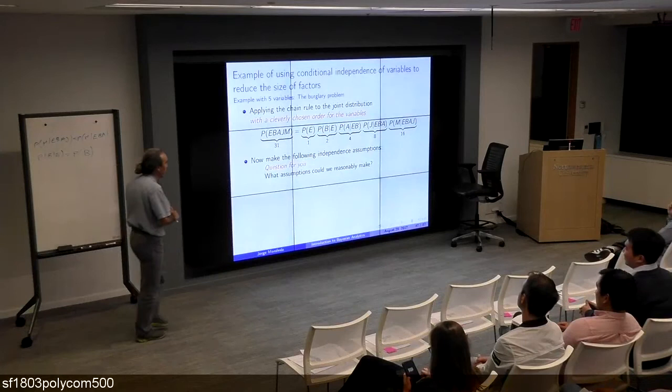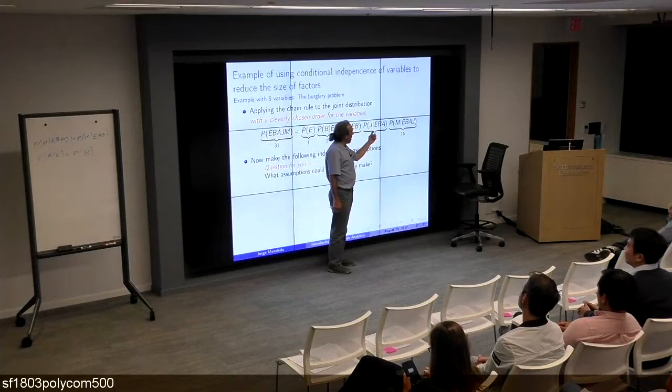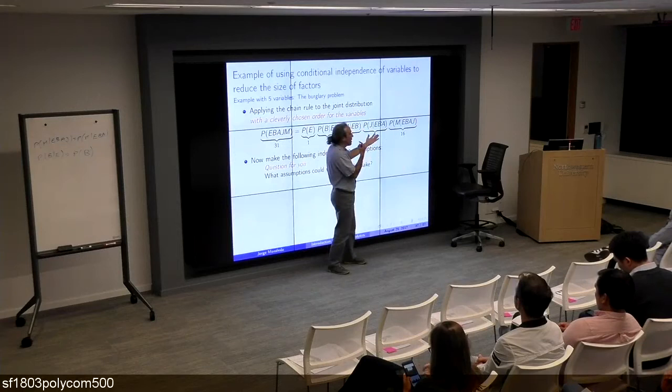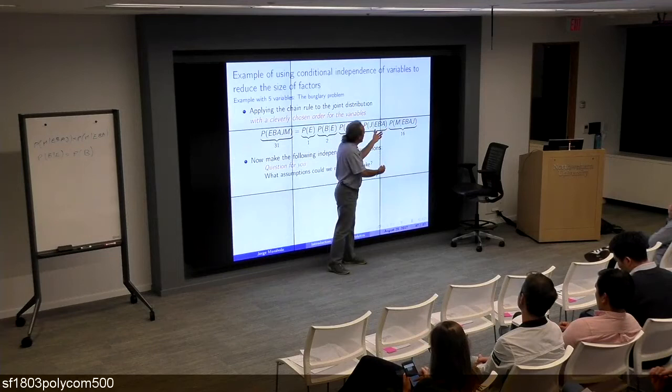Now, for this one, we need to remember that I said in English that John called me when he hears the alarm. What this tells me is that if the alarm is ringing, it doesn't matter if there's an earthquake or not, because John will call me if he hears my alarm. You might say, maybe John will call me at my office to say there's an earthquake. But in my model, I have said John will only call me because he hears the alarm.